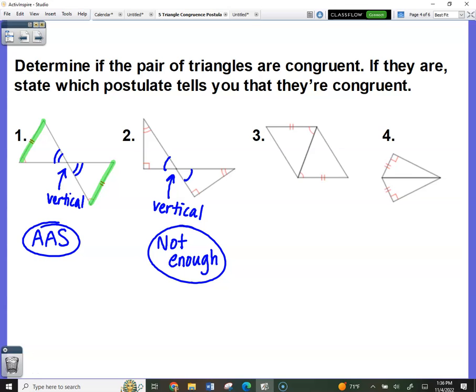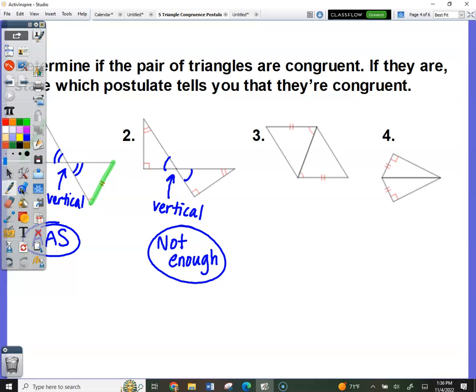Number 3. Can't go off of that. What's not marked? There is a shared side right here, congruent to itself, right? So that's congruent to itself. I'm going to make a note, shared. All right, now take an assessment. You can highlight the other congruent sides.